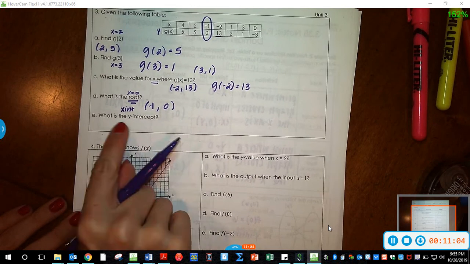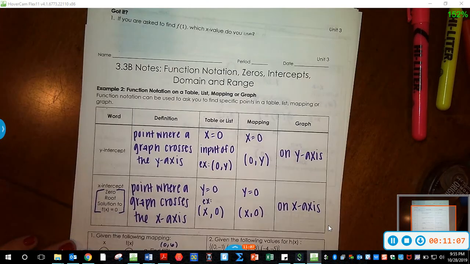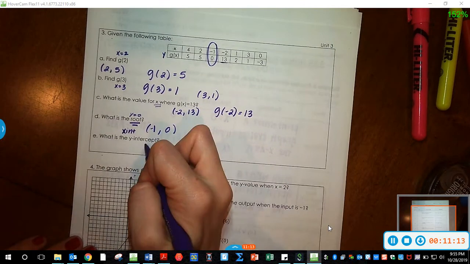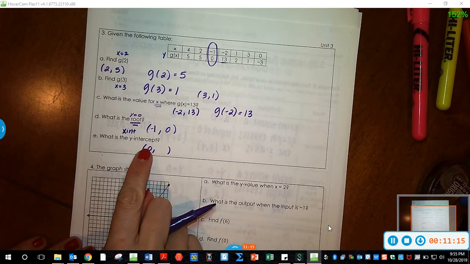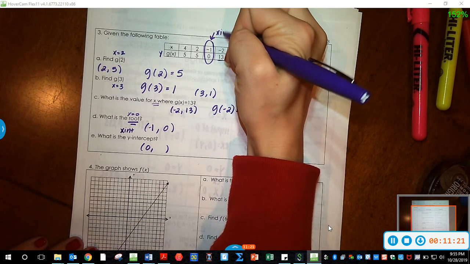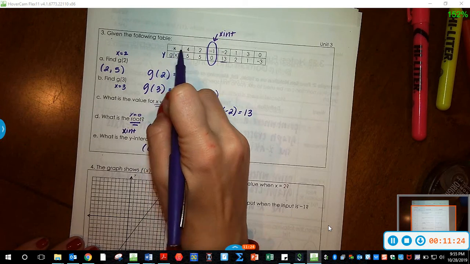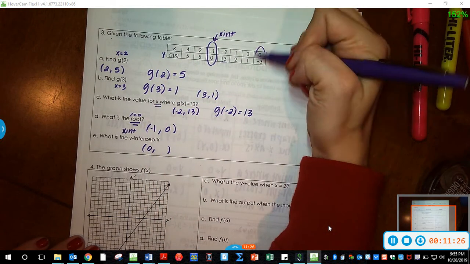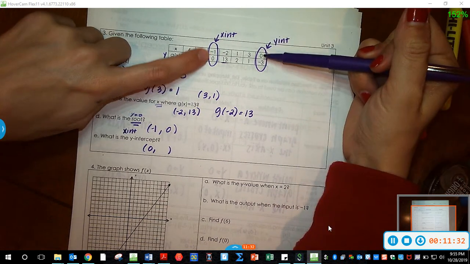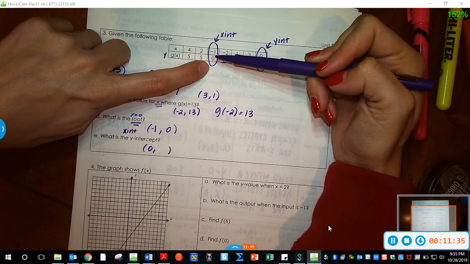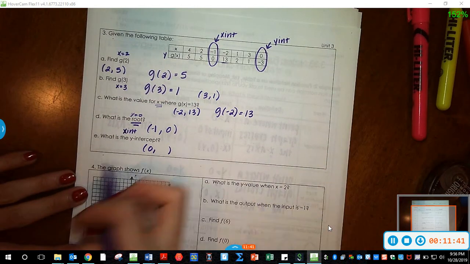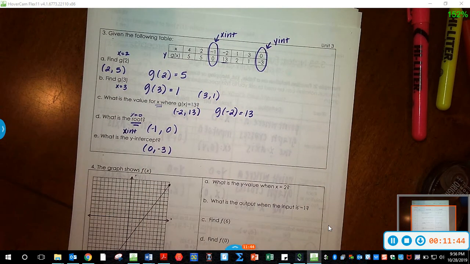Now, the y-intercept we know is where our x equals 0. So, I'm looking for now where my x equals 0 and finding my y. So now we know this is our x-intercept, where my y is 0, this is our y-intercept, where my x is 0. So notice the difference. They both have 0, but the x-intercept has a 0 in the y, and the y-intercept has a 0 in the x. So here my y-intercept is 0, -3.